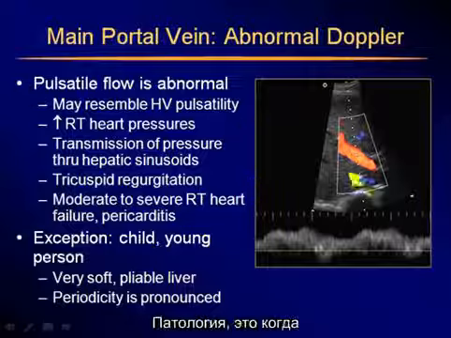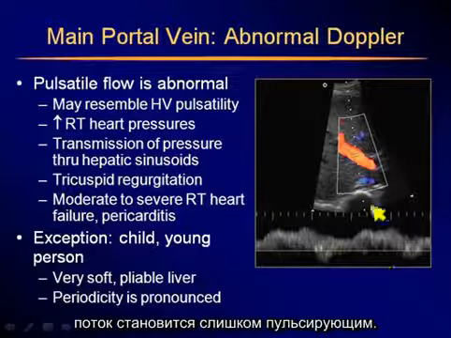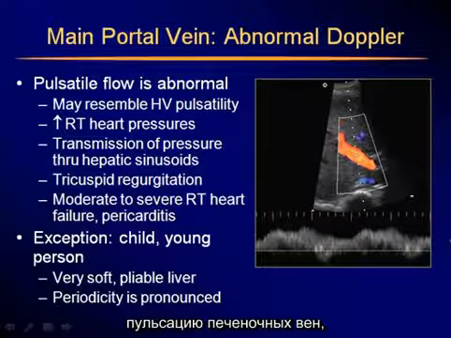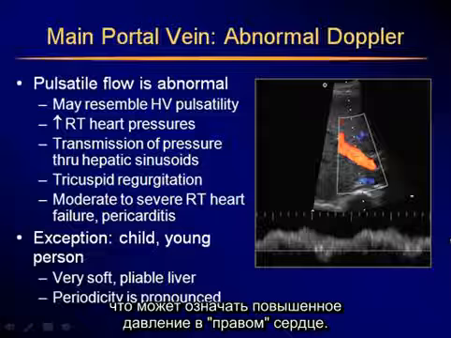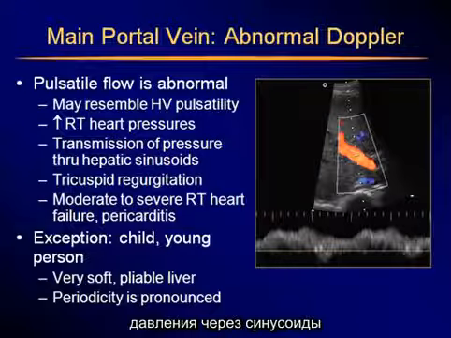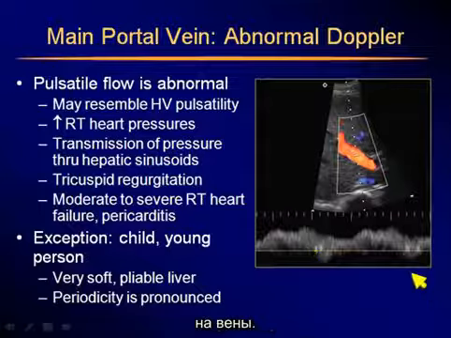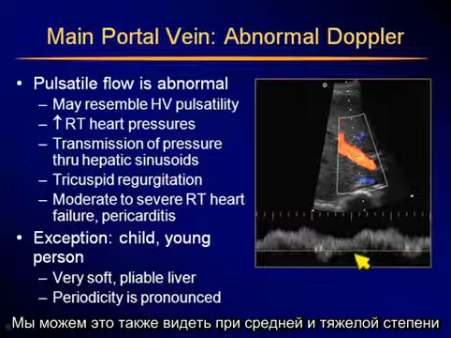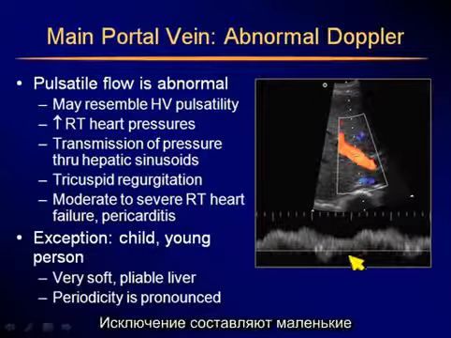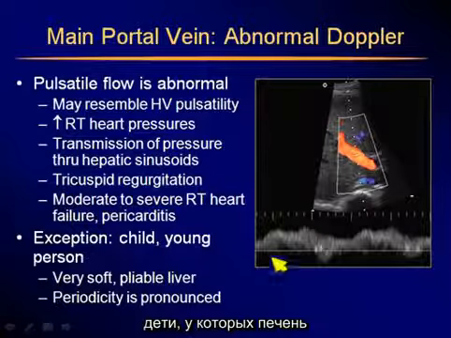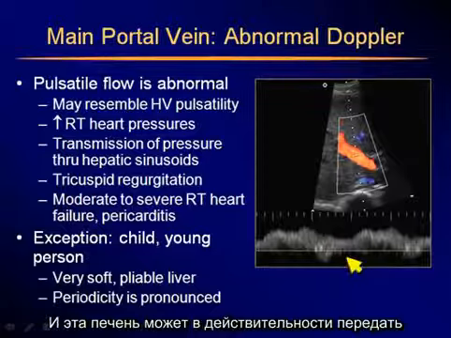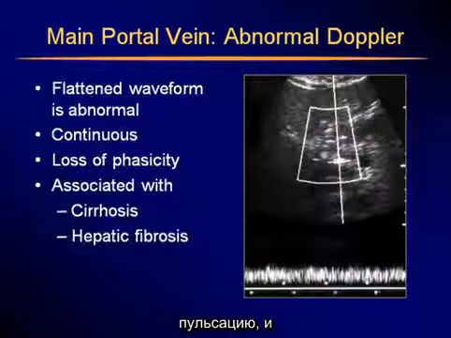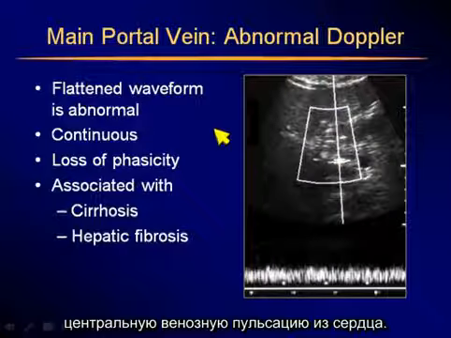What's abnormal? Well, abnormal is when that flow becomes too pulsatile. It may then start resembling hepatic vein pulsatility, and that would mean that there's elevated right heart pressures and that there's transmission of pressure through the sinusoids into the veins. We can see this with tricuspid regurgitation. We can see it with moderate to severe right heart failure or pericarditis. The exception would be in the young child, where the liver is so soft and pliable that it can actually transmit cardiac pulsations and central venous pulsations from the heart.